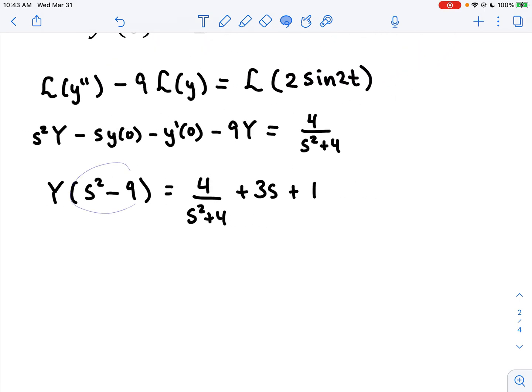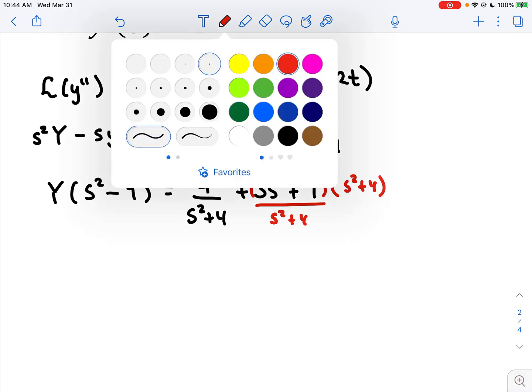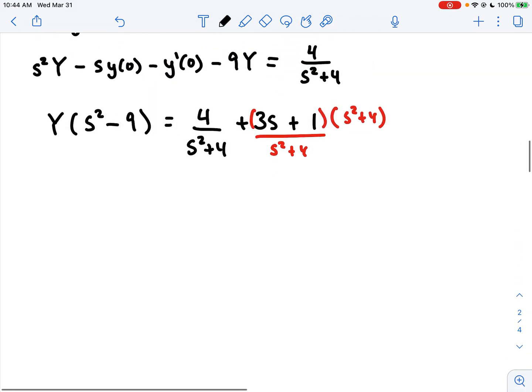So before I divide both sides by this s squared minus 9, I'm going to get a common denominator over here on this side. So I'm going to multiply this here by s squared plus 4 over itself to get a common denominator so I can combine those together into one fraction. Okay, so this leads me now to the following statement. Y times s squared minus 9 is equal to, and we have a common denominator.